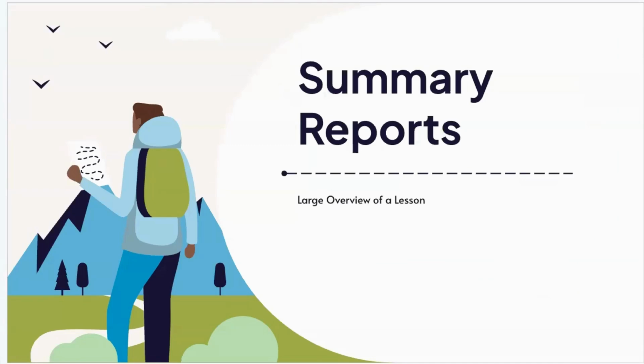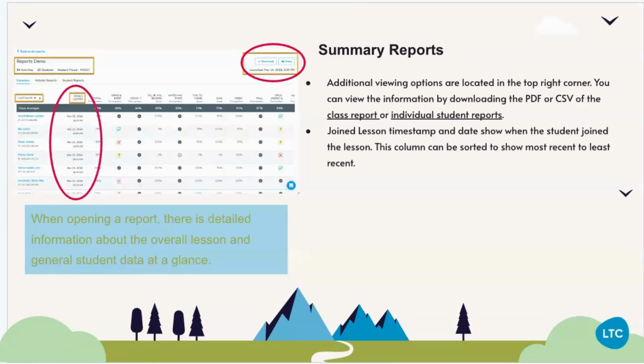All right, so we're going to have 3 different types of reports. You're going to have summary reports, you're going to have student reports, and you're going to have activity reports. So we're going to dive into each one of those individually. So this is going to be your large overview of the report that you did with your particular group, with your class. This is going to have all of your student names on the left-hand side. It's going to have all of your activities across the top. It's going to have how long each student was in there. So this is your big overview.